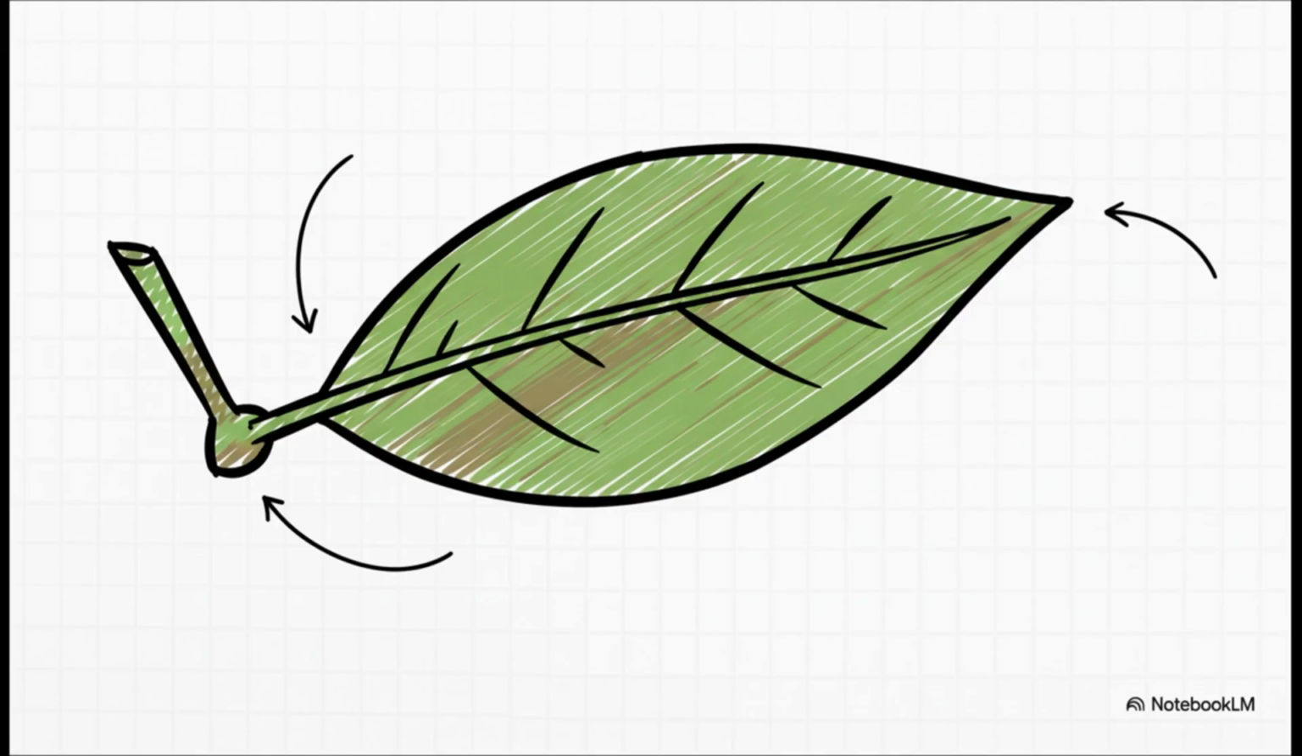Then you have this stalk called the petiole. Its job is to hold the leaf blade out, kind of like an arm, to get as much sun as possible. And that big, flat green part, that's the lamina, or the leaf blade. That's where all the magic of photosynthesis happens. And see those lines? Those are the veins, basically the leaf's plumbing system, moving water and food around.